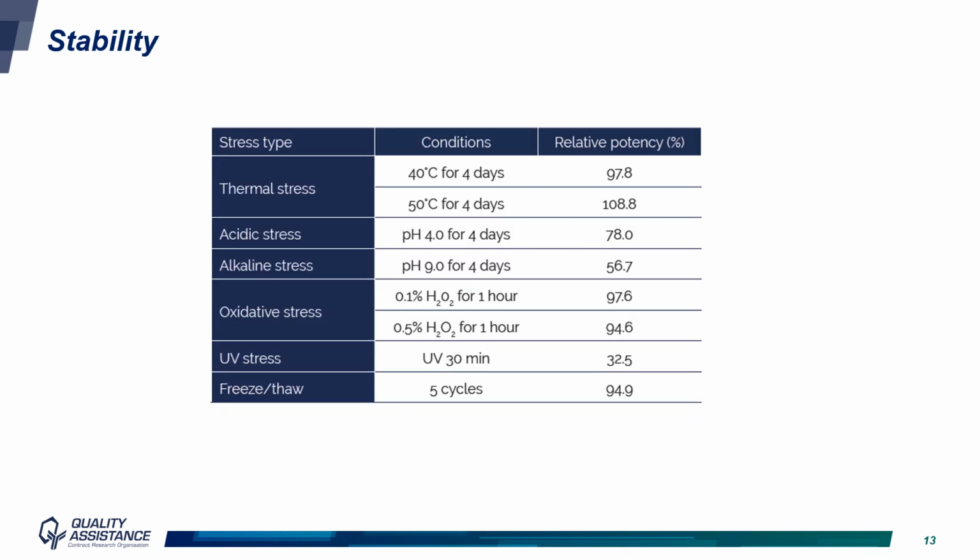In order to determine if the method is stability indicating, different stress samples were produced and tested with the method. The following table presents the different accelerated stress conditions applied to Kadcyla, including thermal, pH, oxidative, and UV stress, or freeze-thaw. As shown in the result, the bioassay is able to detect sample degradation. This was mainly observed for pH stress and UV stress.